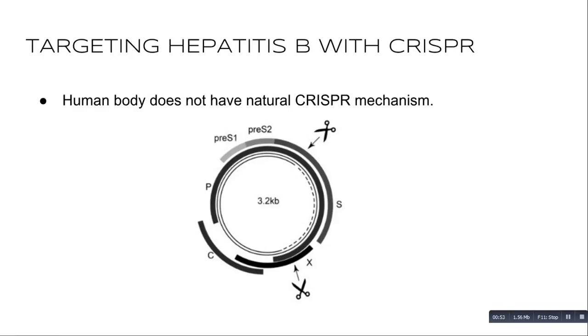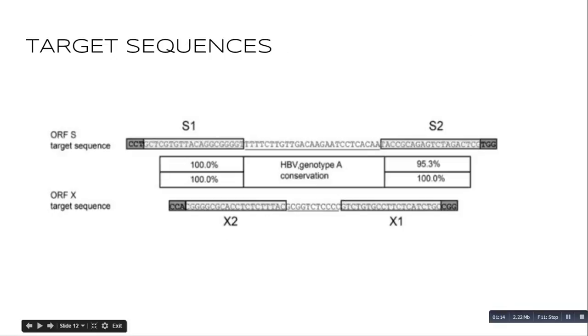As we can see, some parts of the ORFS and ORFX converge on the cccDNA, and these are the conserved regions. These conserved sequences form the single guide RNA, and the protospacer adjacent motifs, that is PAMs, were identified in this sequence itself. These are the target sequences.